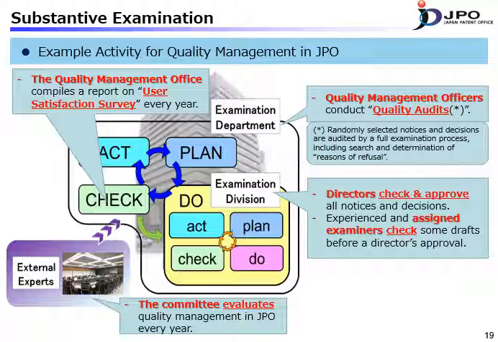We will now explain the specific activities performed for quality management at the JPO. Quality management officers, who were selected and appointed, conduct quality audit. After drafted documents are approved by supervisors, the quality management officers audit the quality of examination by conducting full examination including prior art searches and making decisions. Managerial officials check and approve all drafted documents. Some of the drafted documents are checked by experienced examiners who were appointed, before approvals are given.